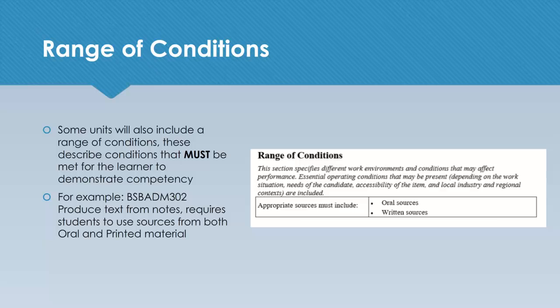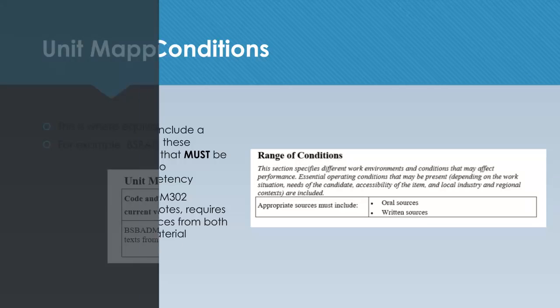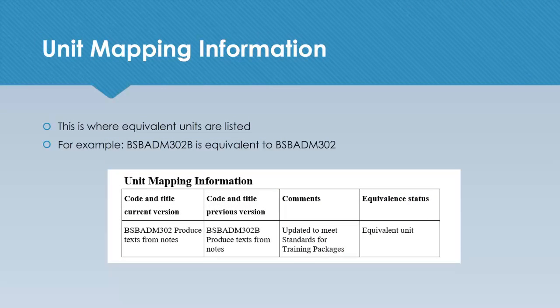Some units will also include a range of conditions. These are conditions that must be met for the learner to demonstrate competency. For example, in BSB ADM 302 Produce Text from Notes, it is a requirement that students use both oral and printed sources. The unit mapping section is where equivalent units are listed. For example, BSB ADM 302B is considered to be equivalent to BSB ADM 302. This section will also let you know if there are no previous equivalent units.